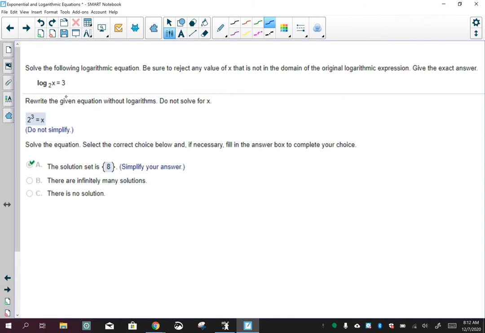Oh, yeah. So like this one here. Actually, I think we just did this. In your homework, it's going to look like this. And notice it says, be sure to reject any value that is not in the domain. I rewrote it and wound up with 2 to the third is equal to x. You'll have to take what that looks like in exponential form, because it says rewrite the given equation without logs. And remember, it says do not solve. So I do that, and then it'll pop up the second piece where it says, now solve it. That's what you're going to do right there.